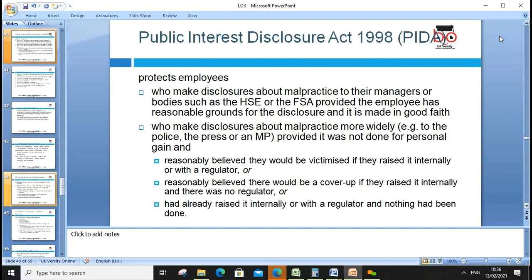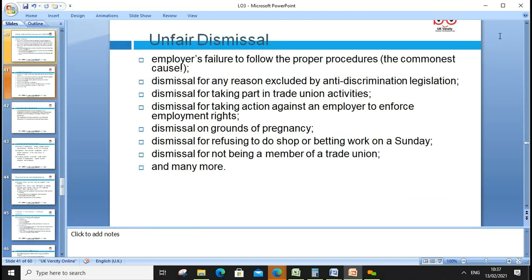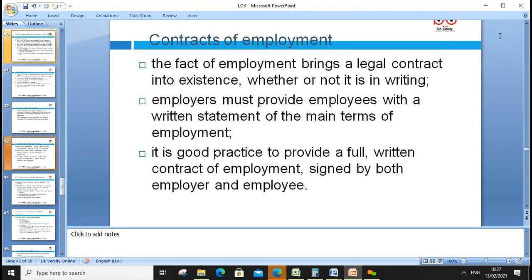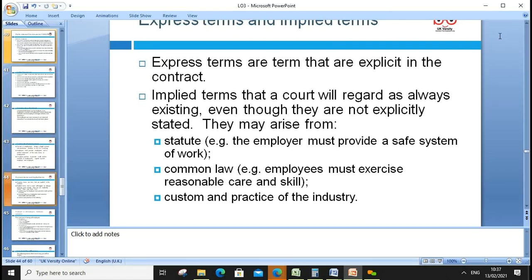Okay, public interest disclosure, PIDA, which protects employees who make a disclosure about malpractice to their managers or bodies, and that act protects them if there's money laundering, misleading commission, or a bribery act. So all this is fair dismissal, unfair dismissal, constructive dismissal, which is a fundamental breach of the employer's implied contract of employment, which effectively indicates the employer no longer intends to be bound by it.